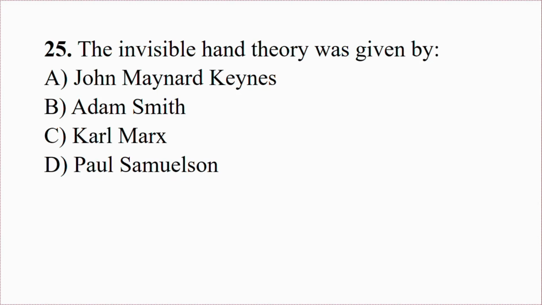The next question is: the invisible hand theory was given by A. John Maynard Keynes, B. Adam Smith, C. Karl Marx, D. Paul Samuelson. So the correct answer is B, that is Adam Smith.